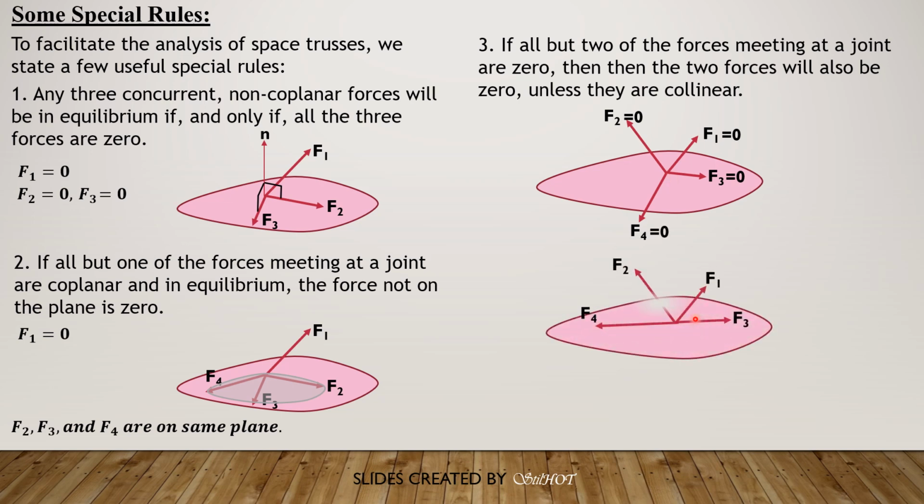Unless they are collinear, like in this situation here. So if F1 is zero and F2 is zero, then F3 and F4 are collinear. They are not equal to zero. In fact, they are equal. So F3 is not equal to zero, F4 is also not equal to zero, and F3 equals F4 because they are collinear. So these are the important rules that must be observed and remembered so that we can easily analyze space truss.